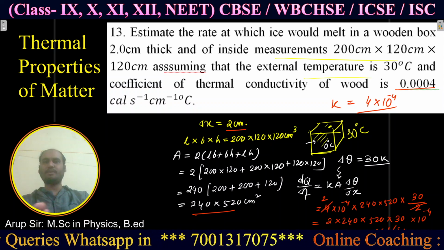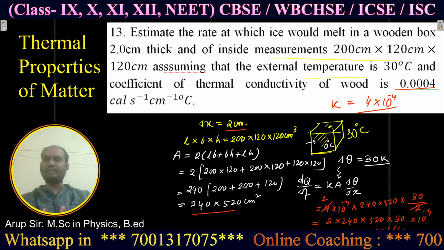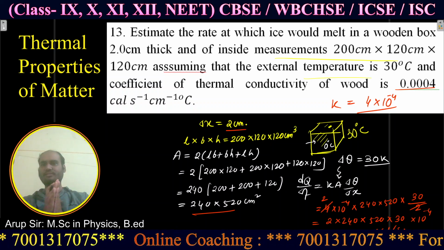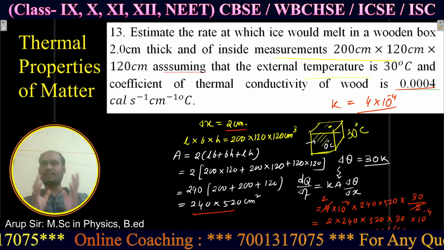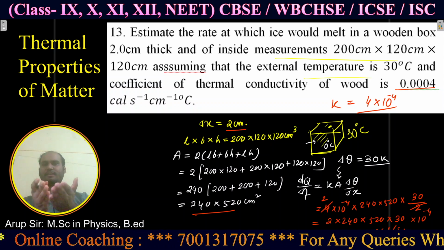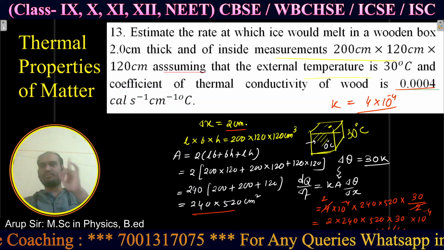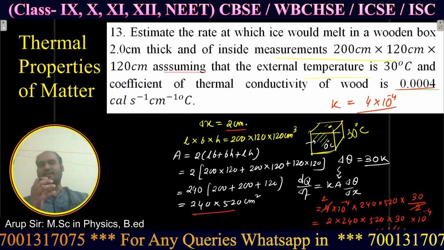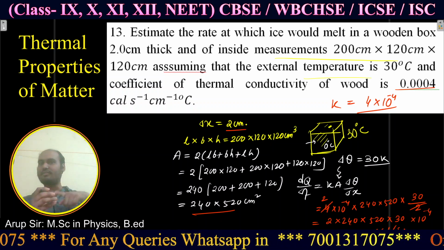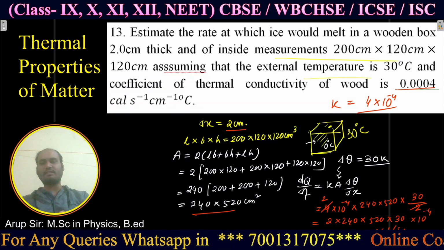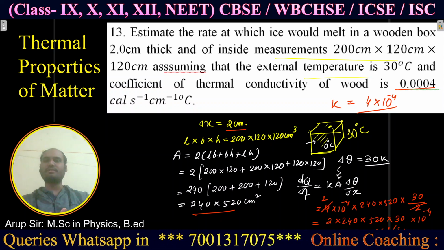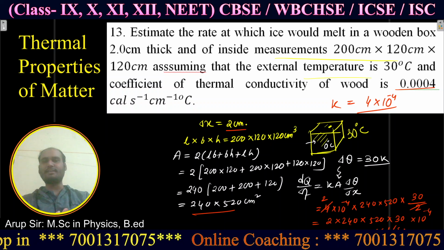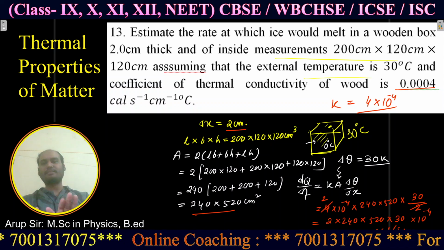I hope you have no doubt in this question. We have to gather the concepts from the question: what values are given, what is the concept, what is the inner structure. Like here, when a box is given, I have to think that it is a box, so if heat wants to reach inside, heat can go through each and every surface. So the total surface area of the cuboidal box we need to find out. This kind of thing is there, and you also need to remember all the formulas related to the thermal properties of matter chapter, otherwise you cannot solve.